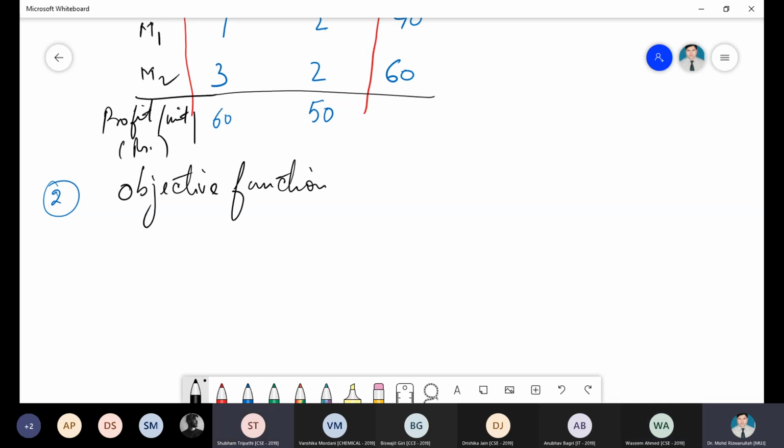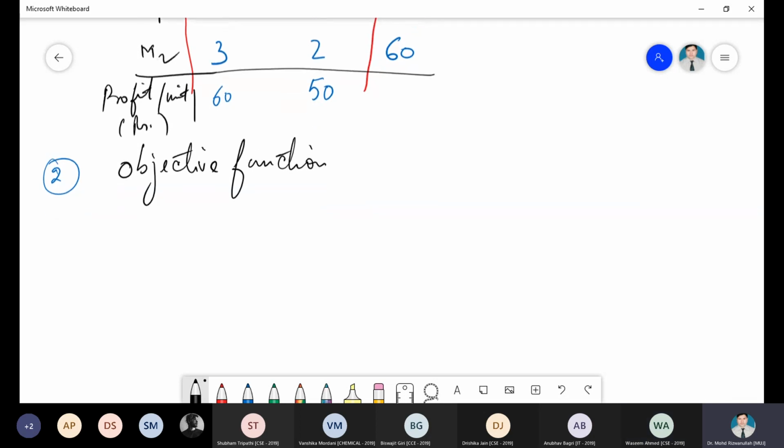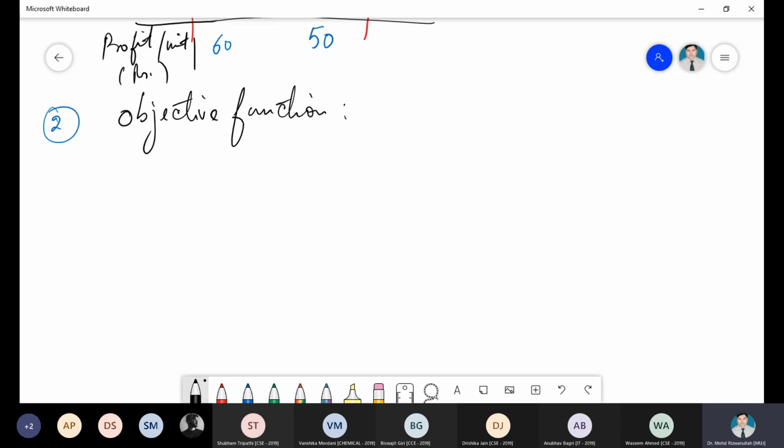So this is the objective function we are going to define. Now tell me, it is Z. In front of this I have to write something here: whether it is a maximization case or a minimization case of the objective function.